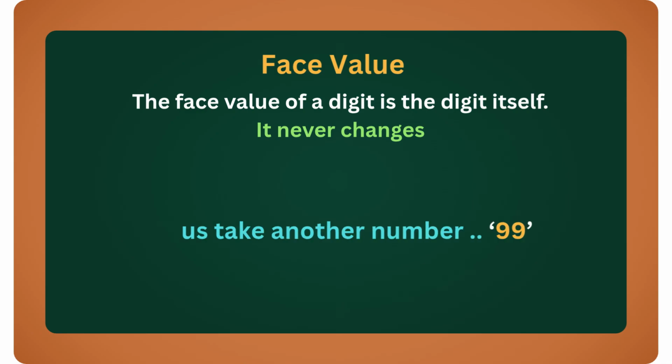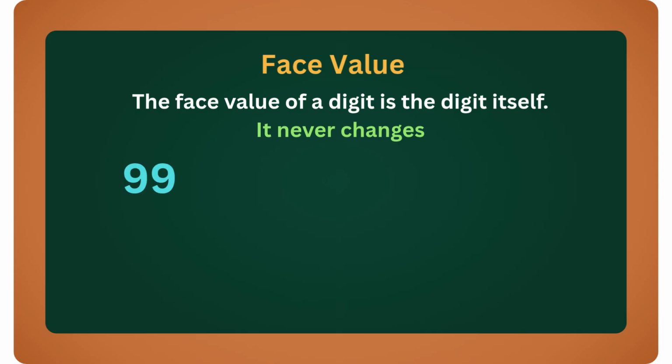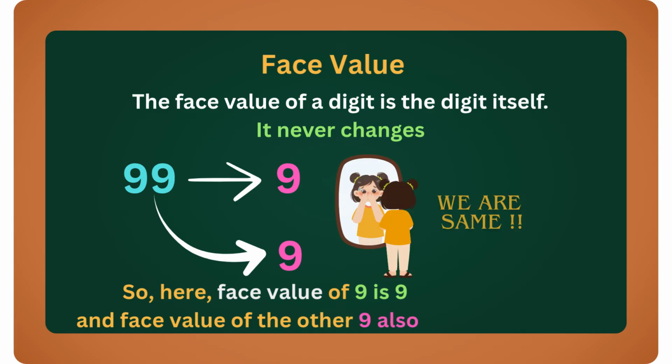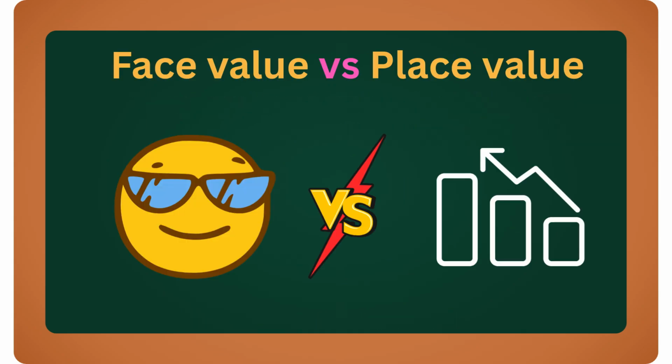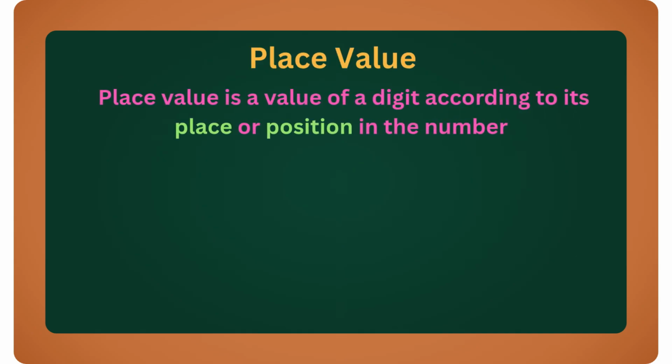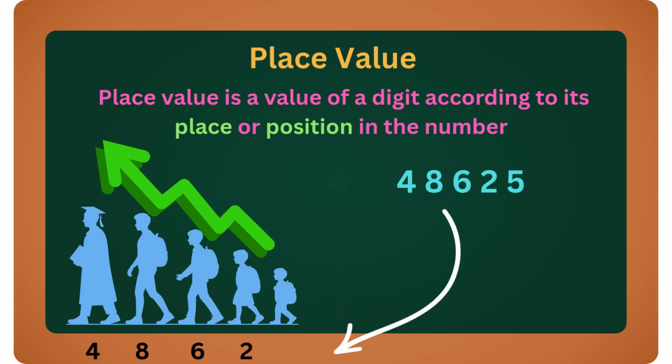Let us take another number, 99. So here, face value of 9 is 9 and face value of the other 9 is also 9. Face value versus place value. Place value is the value of a digit according to its place or position in the number.